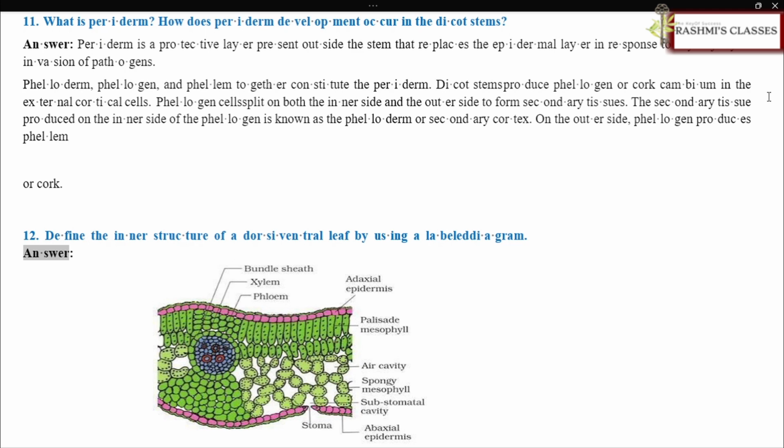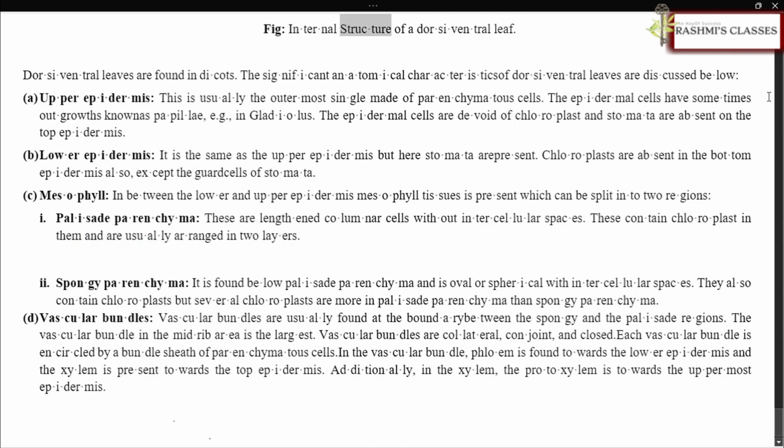Define the inner structure of a dorsiventral leaf by using a labeled diagram. Answer. Fig. Internal structure of a dorsiventral leaf. Dorsiventral leaves are found in dicots. The significant anatomical characteristics of dorsiventral leaves are discussed below.